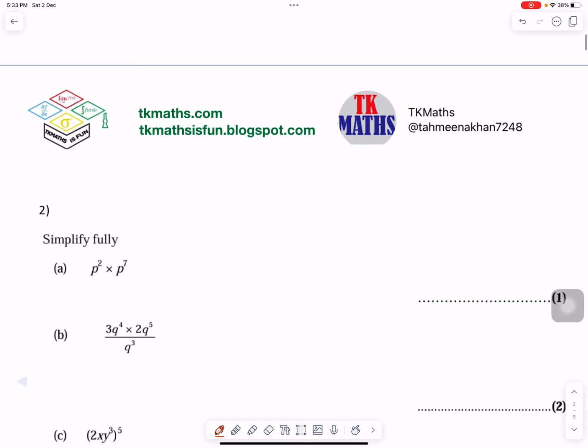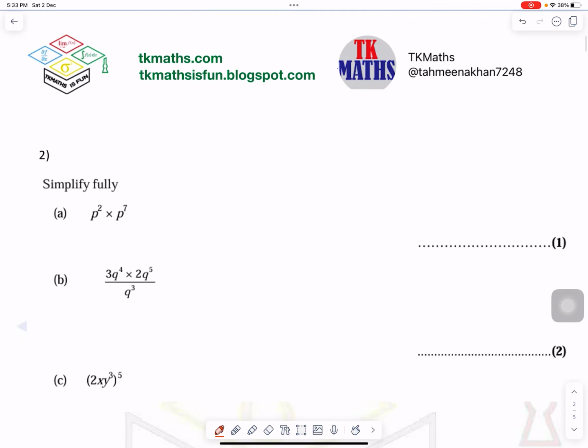Okay. So the next part of the question is more or less the same, part 1. So P is the base, powers are different, so it will add up. By the way, instead of multiply, if I had divide, then you know what I would do? P 2 minus 7, which is P power minus 5. But right now it is not division. Right now it is multiplication. So I will add the powers. So it will be P power 9.